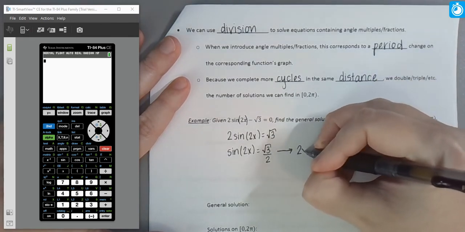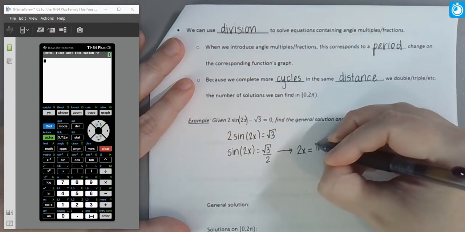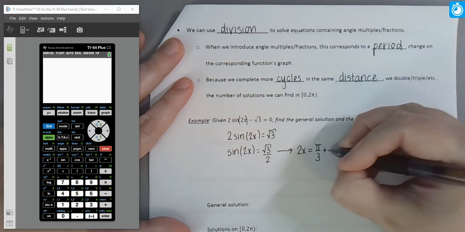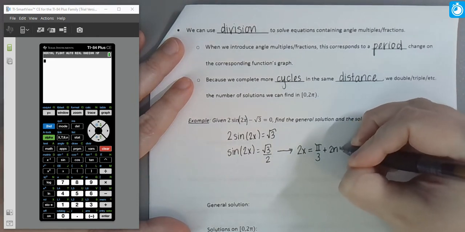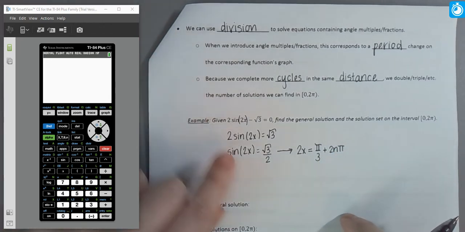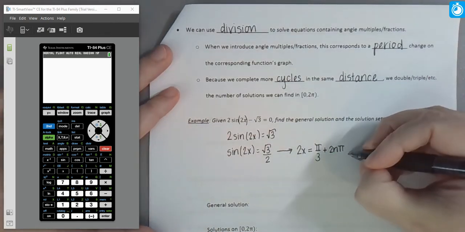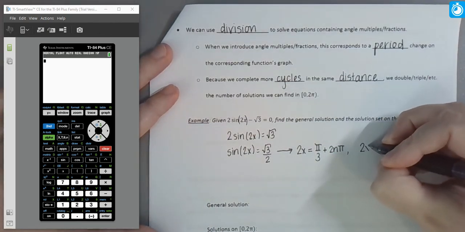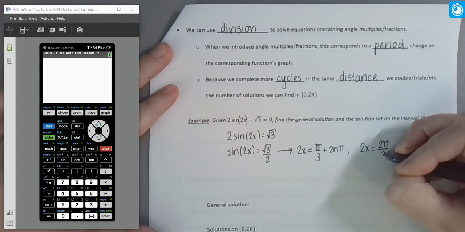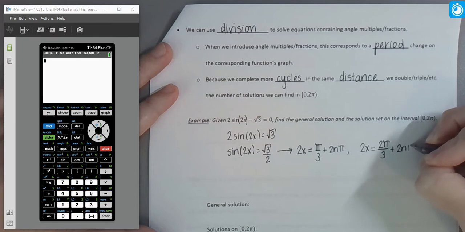So we know that 2x, the input for our trig function, is going to be, in general, pi over 3 plus or minus some additional rotations. And again, we know it's going to be full rotations because we're talking about sine. Sine has a period of 2 pi. Or possibly, our input for our trig function is going to be 2 pi over 3, or coterminal angles to 2 pi over 3.